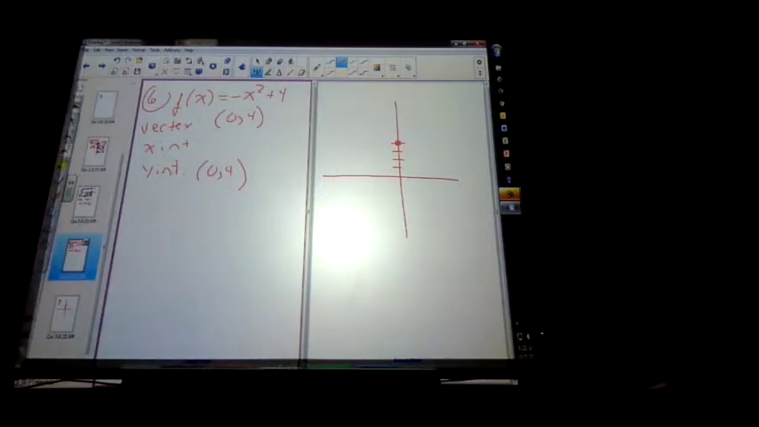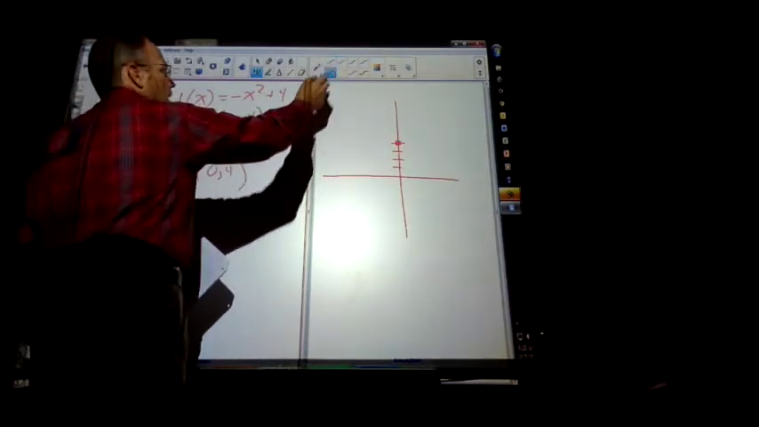Where's the y-intercept on this one? It happens to be at (0, 4) as well. Do I know enough information where it crosses the x-axis? I don't know. I think I could pattern graph off of this.